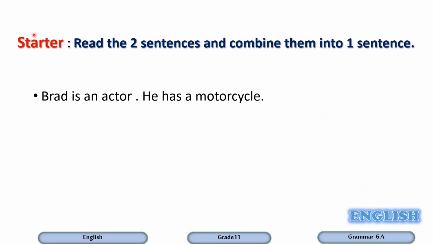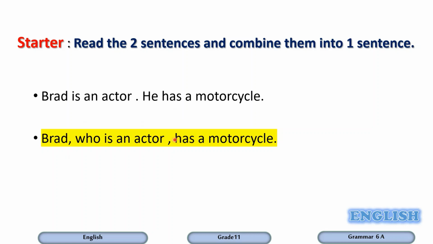Let's get started. Read the 2 sentences and combine them into one sentence. As you can see, we have 2 different sentences with 2 different pieces of information. Brad is an actor. This is the first one. He has a motorcycle. This is the second one. So can you combine these 2 sentences into one sentence? Let's check the answer.